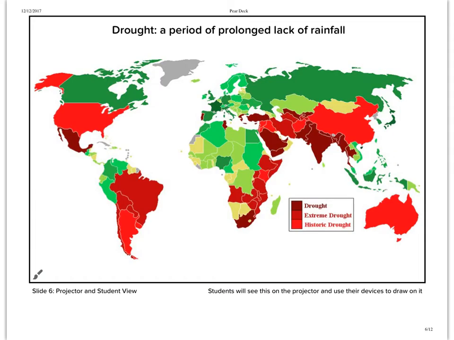All right, so our next word is drought. Hopefully we've heard of this word before. Drought is basically a period of prolonged lack of rainfall. You are in a drought if it has been a certain amount of time where you have not had rain.